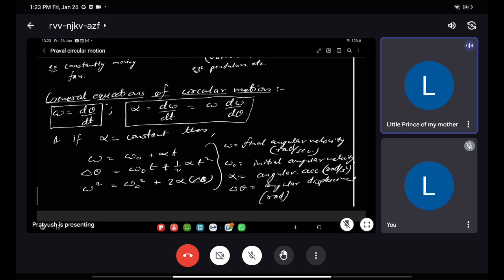So we can only use them when alpha is constant.